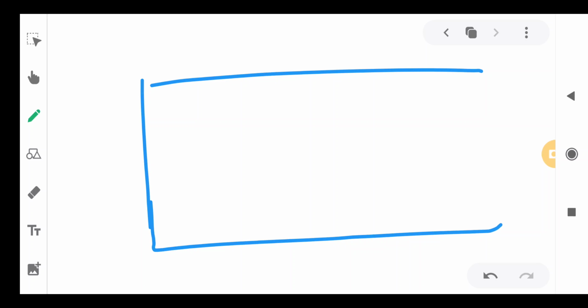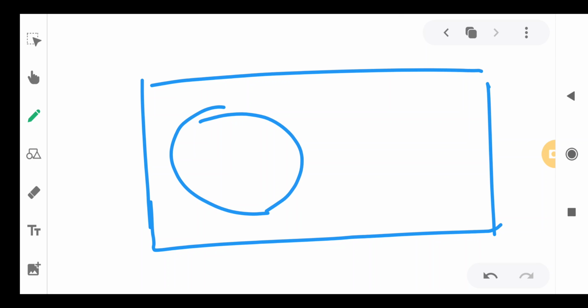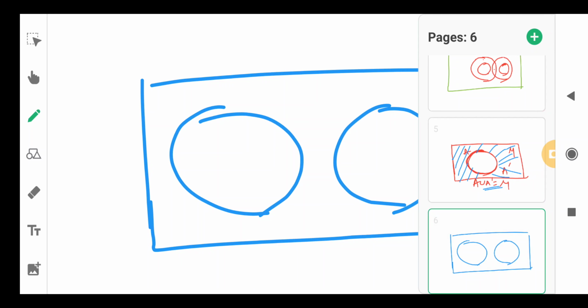Similarly, if I take a universal set with two subsets, they are different subsets that are not intersecting, but both are subsets of the universal set. There can be many subsets in a universal set. Okay, we'll stop here.